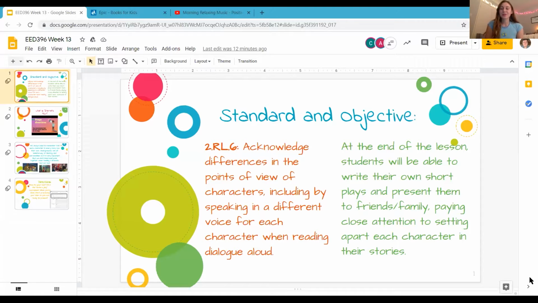Today, we are going to look at some dramatic texts. So the standard is acknowledge differences in the points of view of characters, including by speaking in a different voice for each character when reading dialogue aloud. And then our objective is for at the end of the lesson, you will be able to write your own short plays and present them to your friends and family, paying close attention to setting apart each character in your stories.